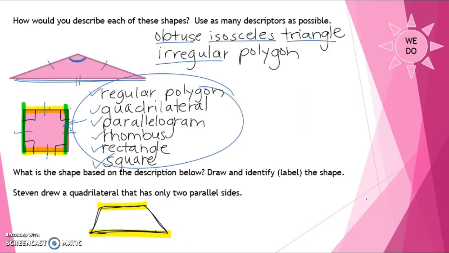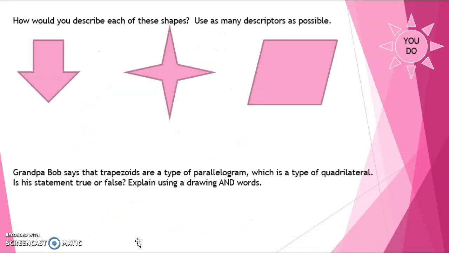And down here, Stephen has a quadrilateral that has only 2 parallel sides. The quadrilateral that only has 2 parallel sides is the trapezoid. And we can label the sides. These 2 are the same length, and these 2 are not the same length, but they are parallel. Last is the you do. Pause the video and try this on your own. I'll be back with the answer.